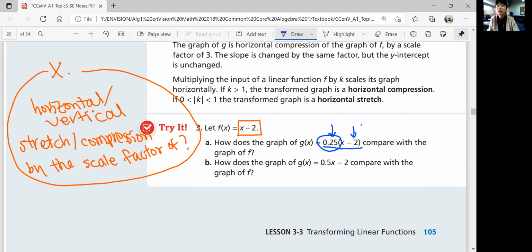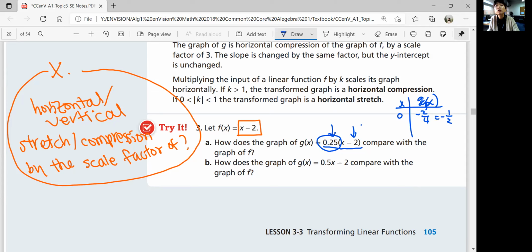So how do you know if it's a stretch or compression? You look at the values and see how the numbers change. If it's less than 1, you're going to get a smaller value. So this is g of x. If x is 0, g of x is 0 minus 2, so negative 2, times 0.25, which is times 1 over 4. So negative 2 over 4 would be negative 1/2, negative 0.5.